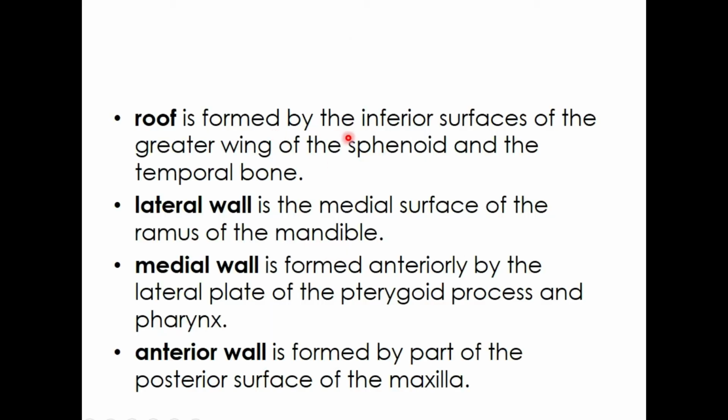Now the roof of this fossa, that is the infratemporal fossa, is formed by inferior surfaces of the greater wing of the sphenoid and temporal bone. Lateral wall is formed by the medial surface of the ramus of the mandible. Medial wall is formed by the lateral plate of the pterygoid process and pharynx. Pterygoid process is the process of the sphenoid bone. Anterior wall is formed by part of the posterior surface of the maxilla. As this fossa is present posterior to the maxilla, that's why the anterior wall is formed by the maxilla.